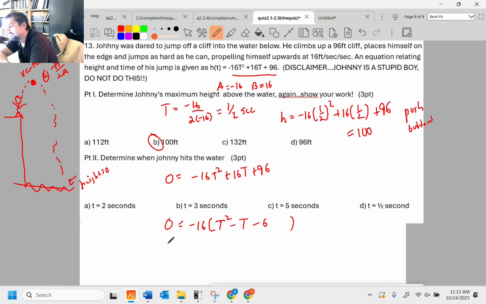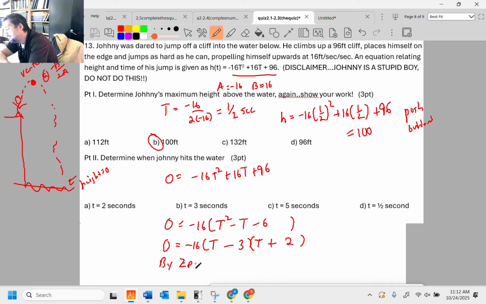There you go, kids. Minus 6. Now, believe it or not, this thing does factor. To create a t squared, it's going to take a t and a t. To create a 6, it's going to take a 3 and a 2, or a 1 and a 6, but 3 and 2 is where it's at. Negative 3 plus 2 is the understood negative 1 right there. So, that's how she factors.